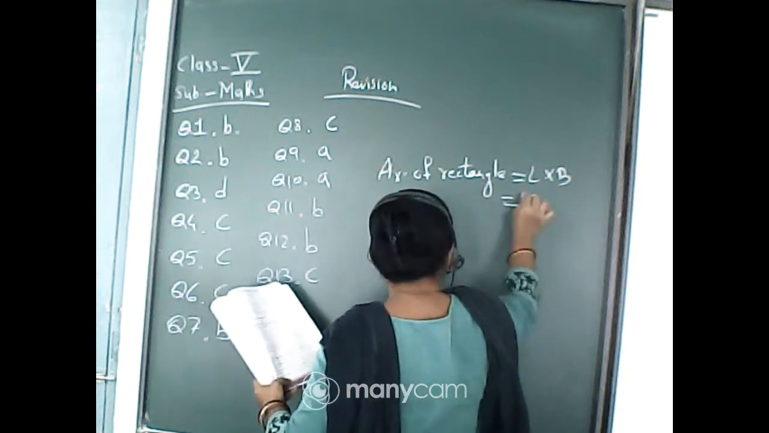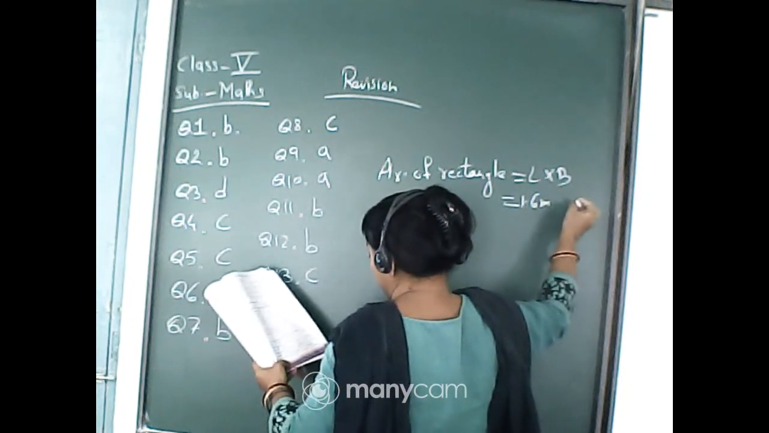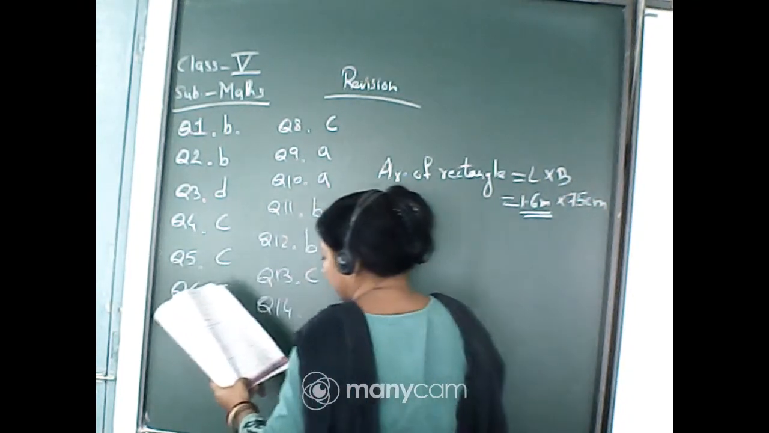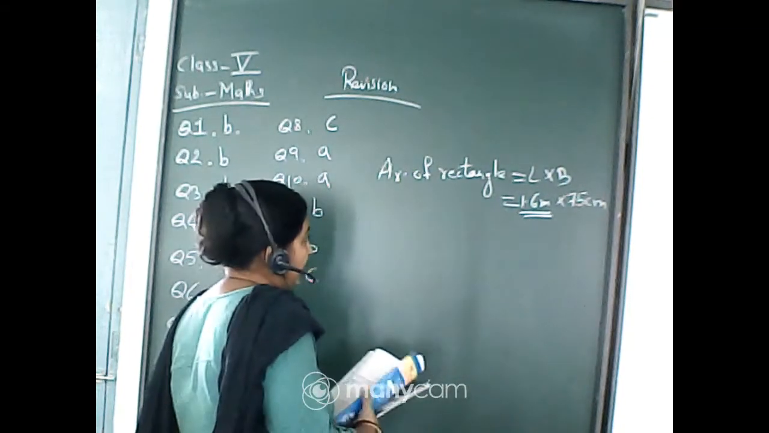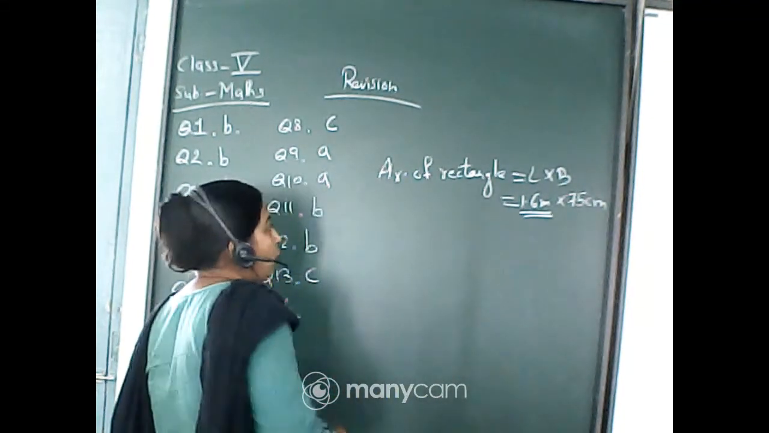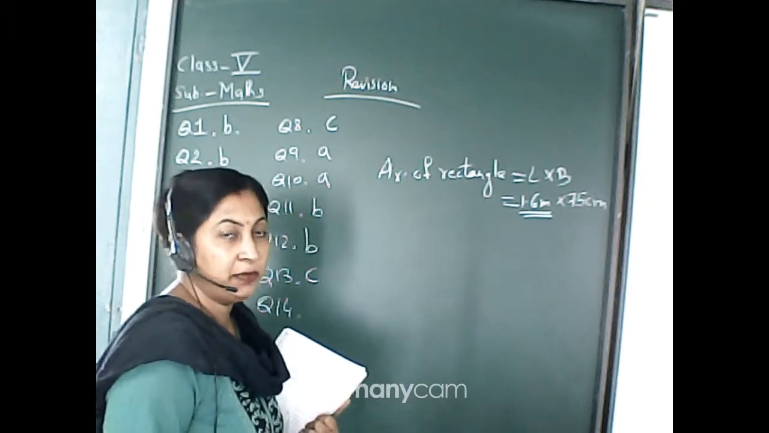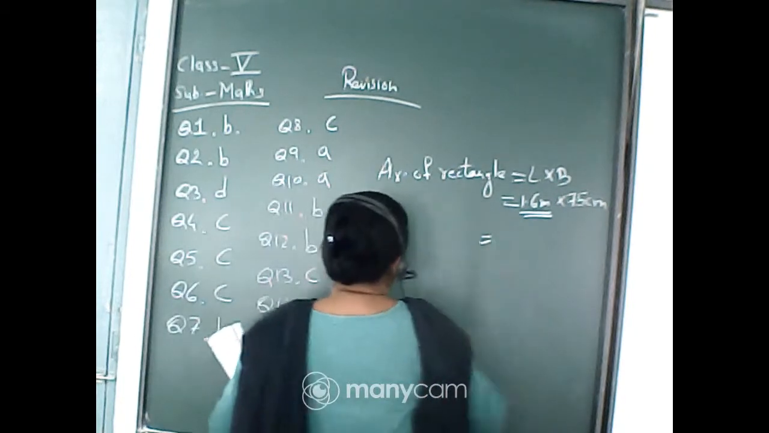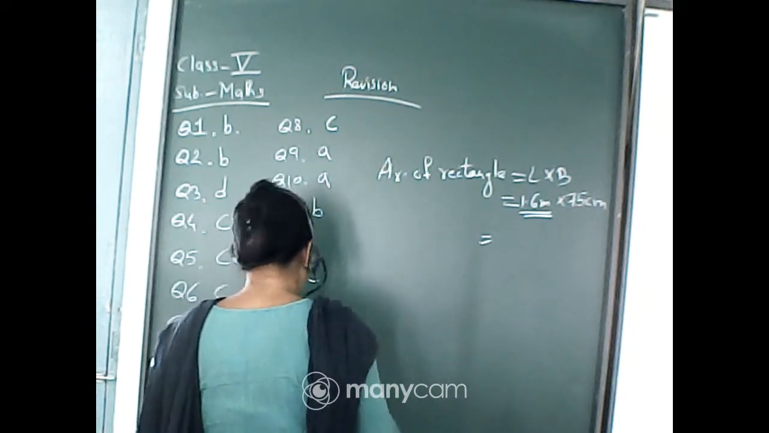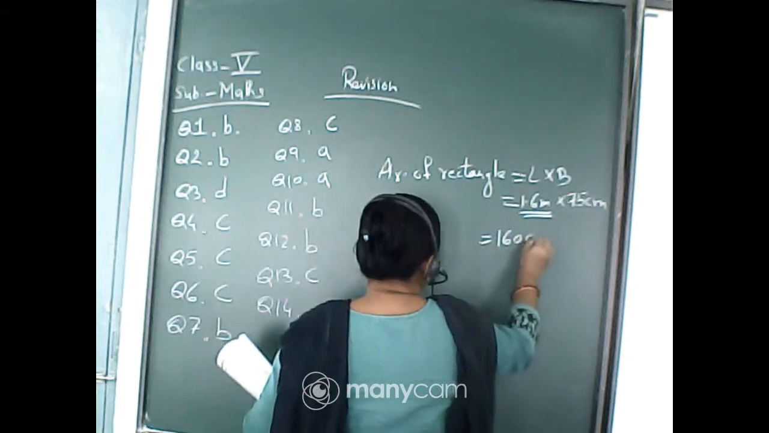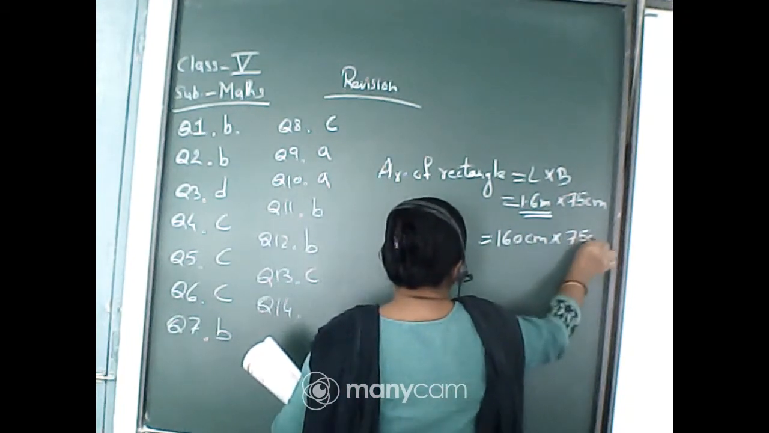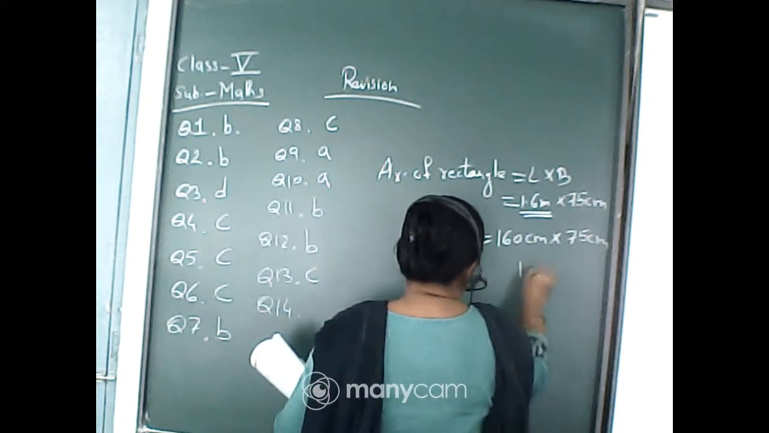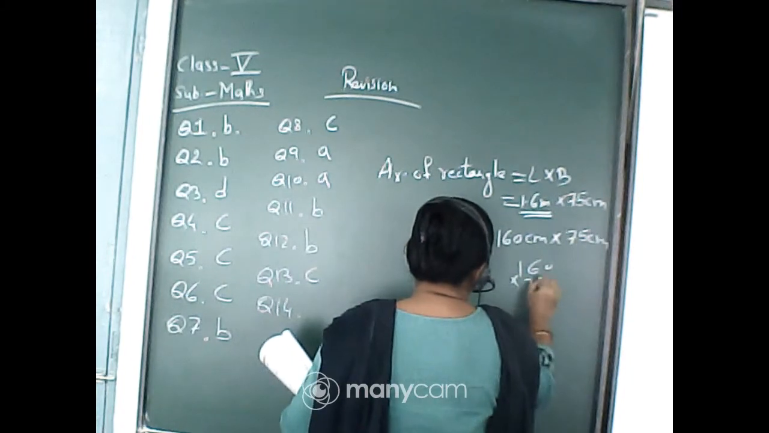Now length is given 1.6 meter and breadth is given 75 centimeter. Now you have to change this meter into centimeter. As you know, 1 meter is equal to 100 centimeter, then 1.6 meter is equal to 1.6 into 100, that will be 160. So 160 centimeter into 75 centimeter. Multiply this. Just multiply 160 into 75.